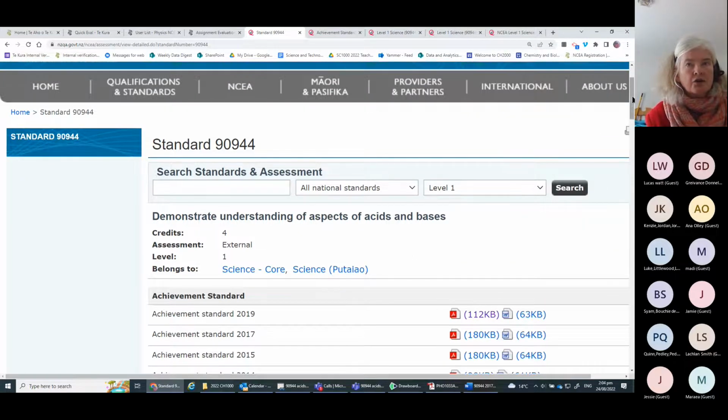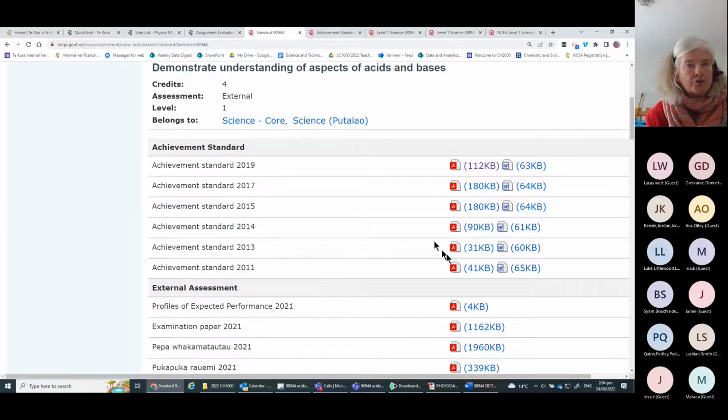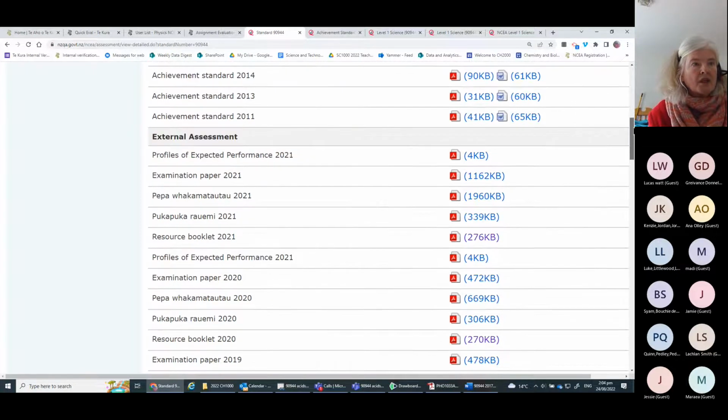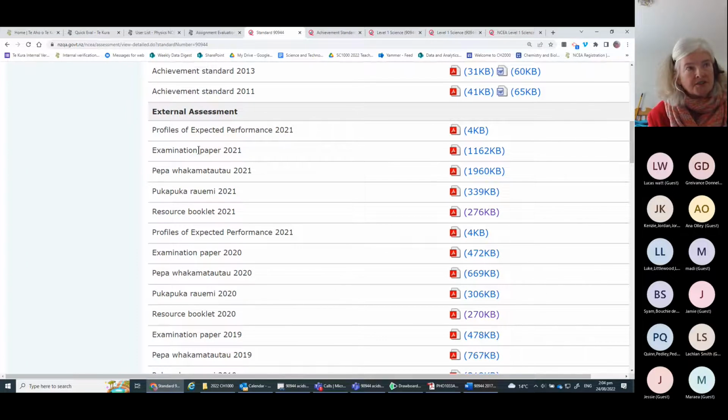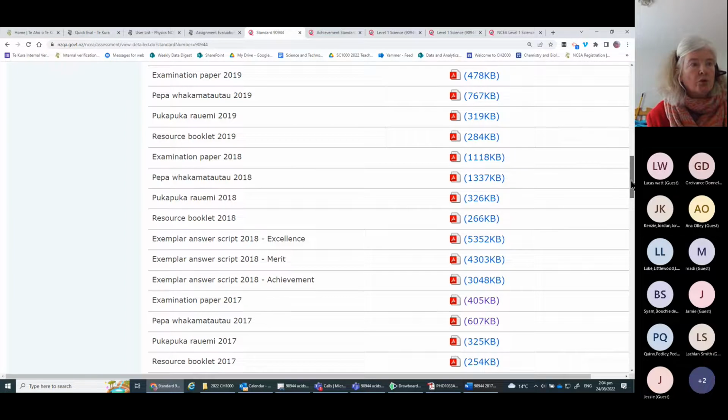But you can see I've got all the achievement standards. It's had quite a few variations. That's the latest one. And this is where you get the past exam papers. You can get them in English and Te Reo Māori. And then, of course, you have got a resource booklet as well. So make sure in the exams, whether it's the derived grade or the final, you should be using this resource booklet. So here's a 2021, the 2019 paper, and it goes all the way through to 2011.